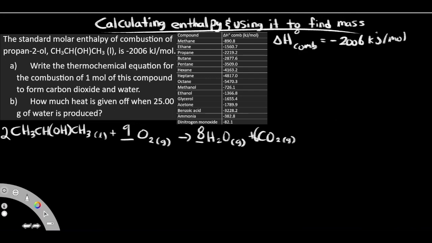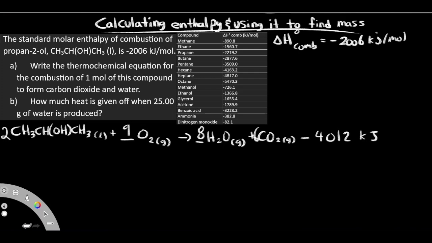We don't have 1 mole. We actually have 2 moles of this compound, the propan-2-ol. So we actually have to multiply this value by 2. So it's eventually just going to be that negative 2006. So I'll just do it on my calculator here. Multiply by 2 gives you negative 4012. That's how you do it.